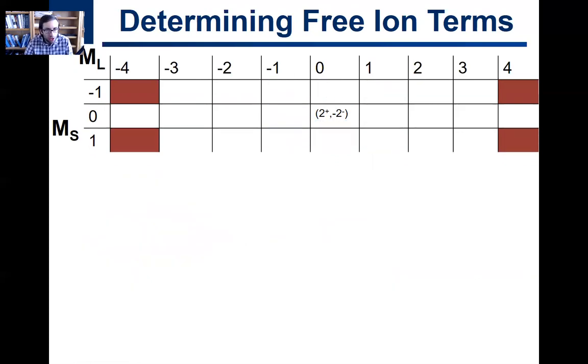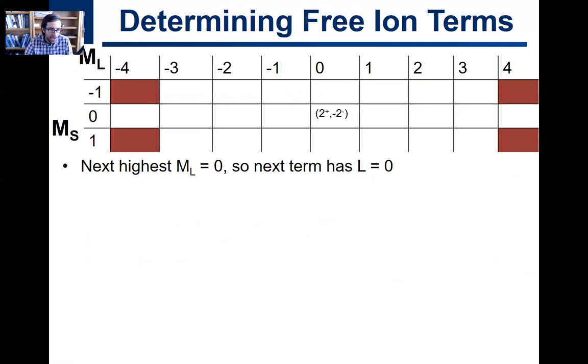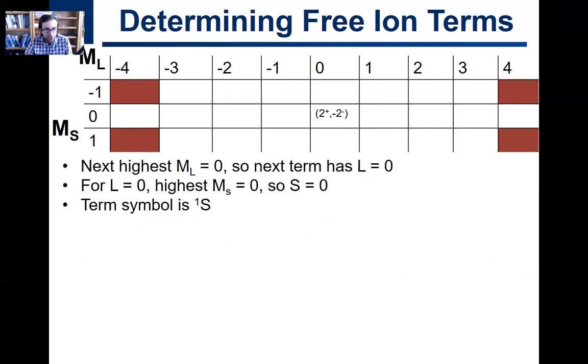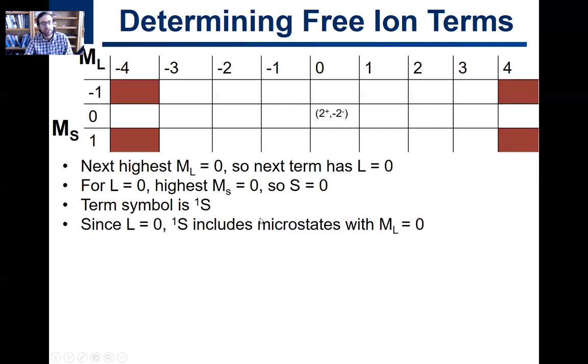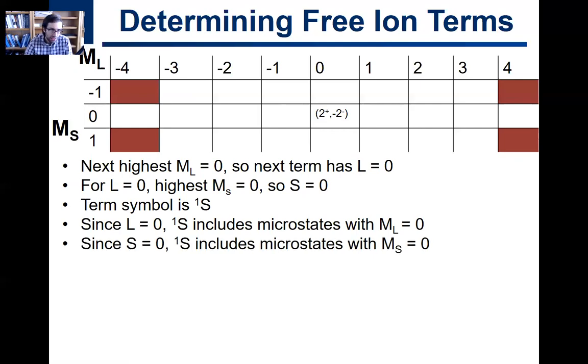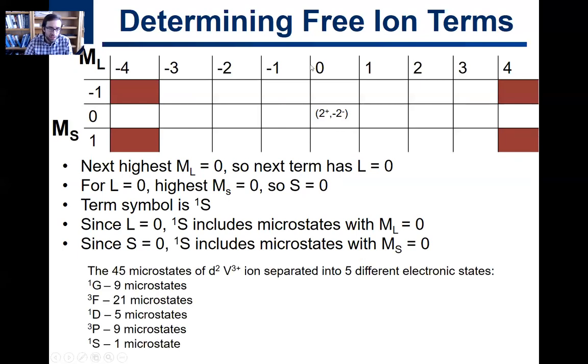All we're left with is this one lone microstate. The highest M sub L on the table is 0, so L equals 0. And for L equals 0, the highest M sub S on the table is 0, so S equals 0. So we have a singlet S state. Remember, when L equals 0, we call it an S state, and our spin is equal to 0. So 2S plus 1, 2 times 0 plus 1 is 1, so we have a singlet S. Since L equals 0, the singlet S state includes microstates with M sub L equals 0, and since S equals 0, M sub S equals 0. So that's that one state. It's a singly degenerate state.